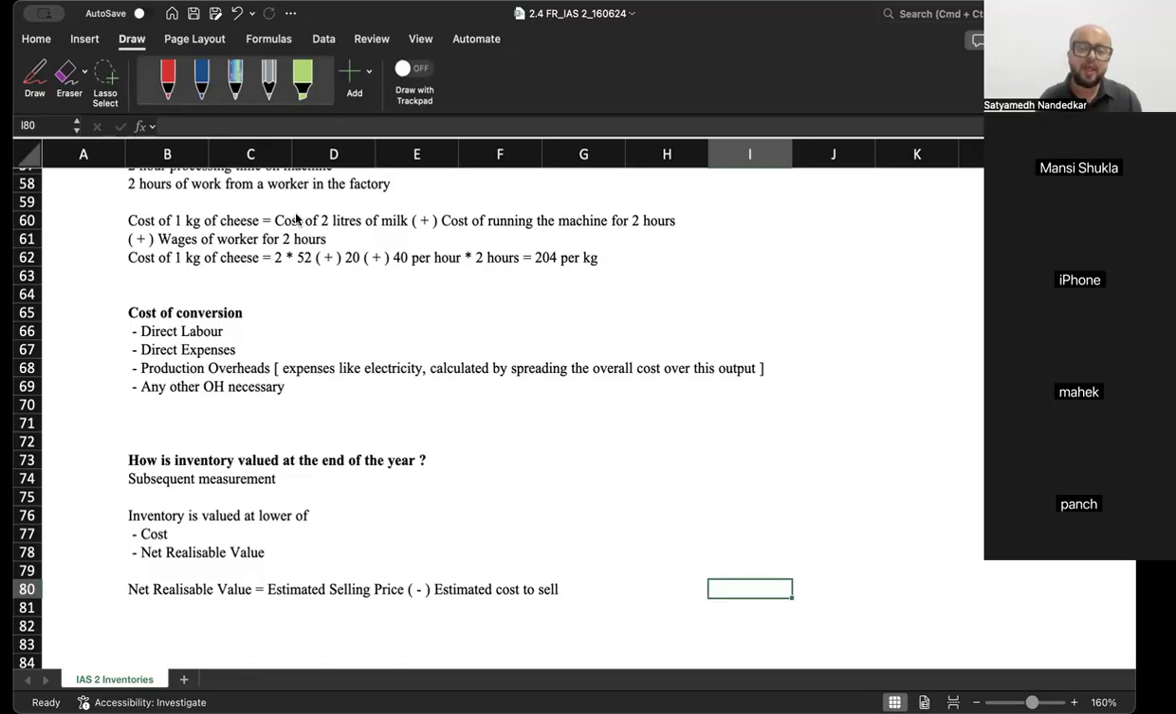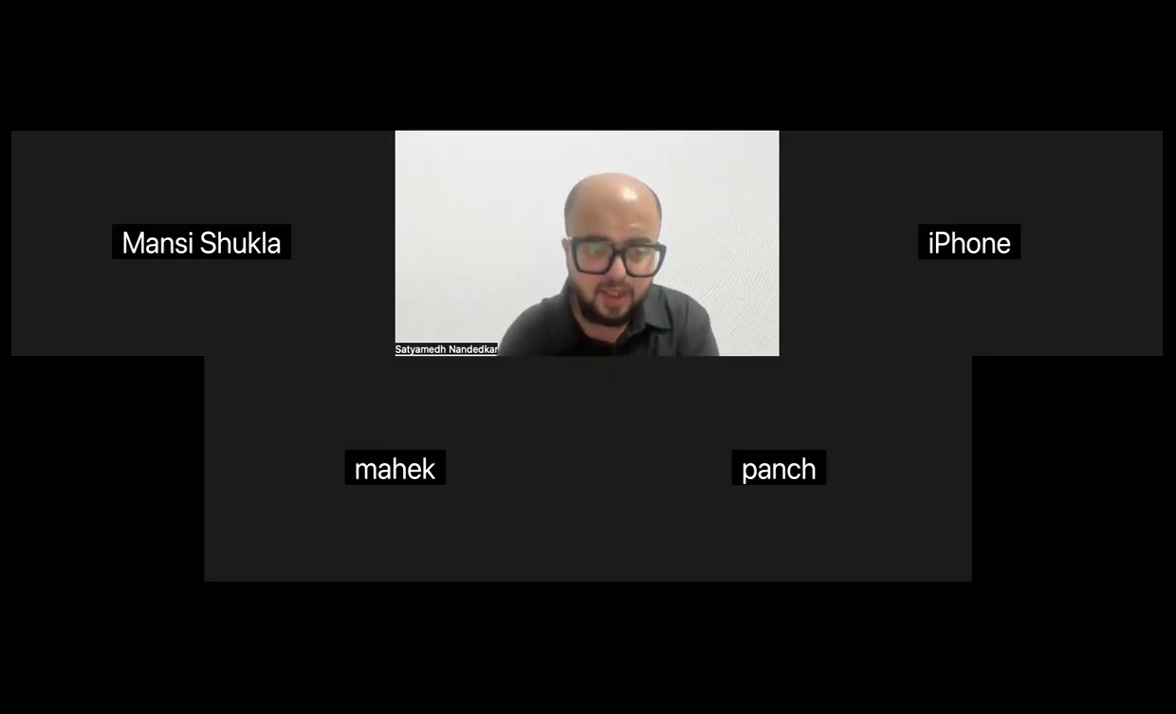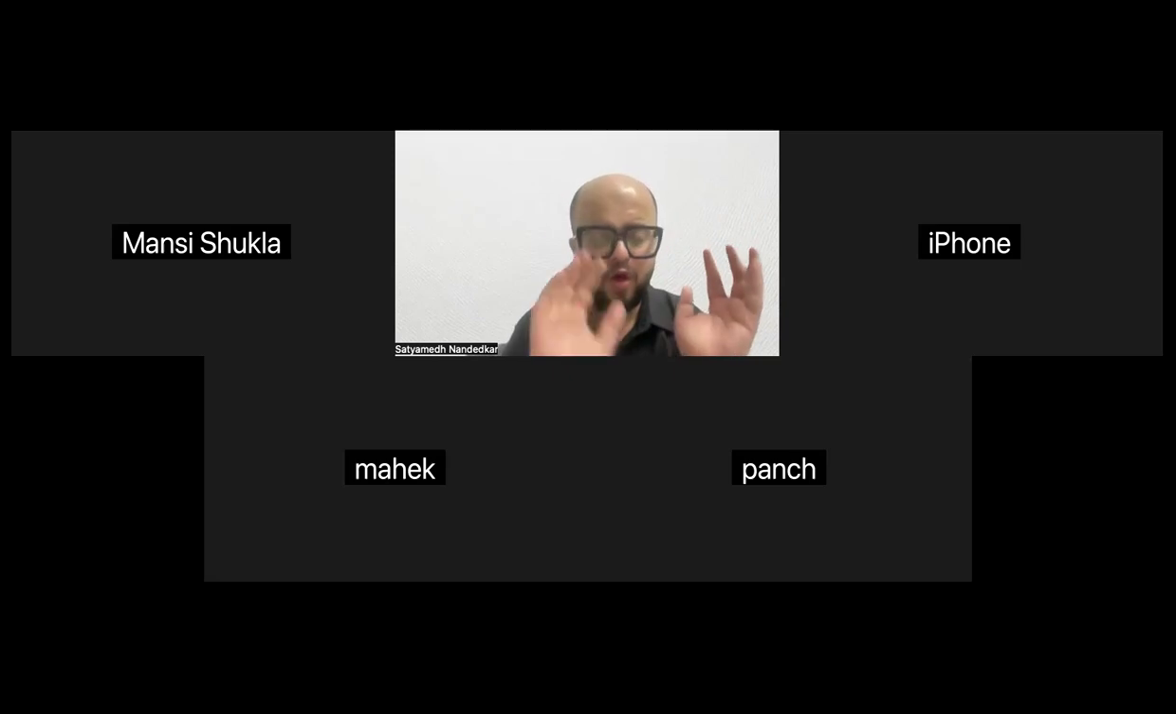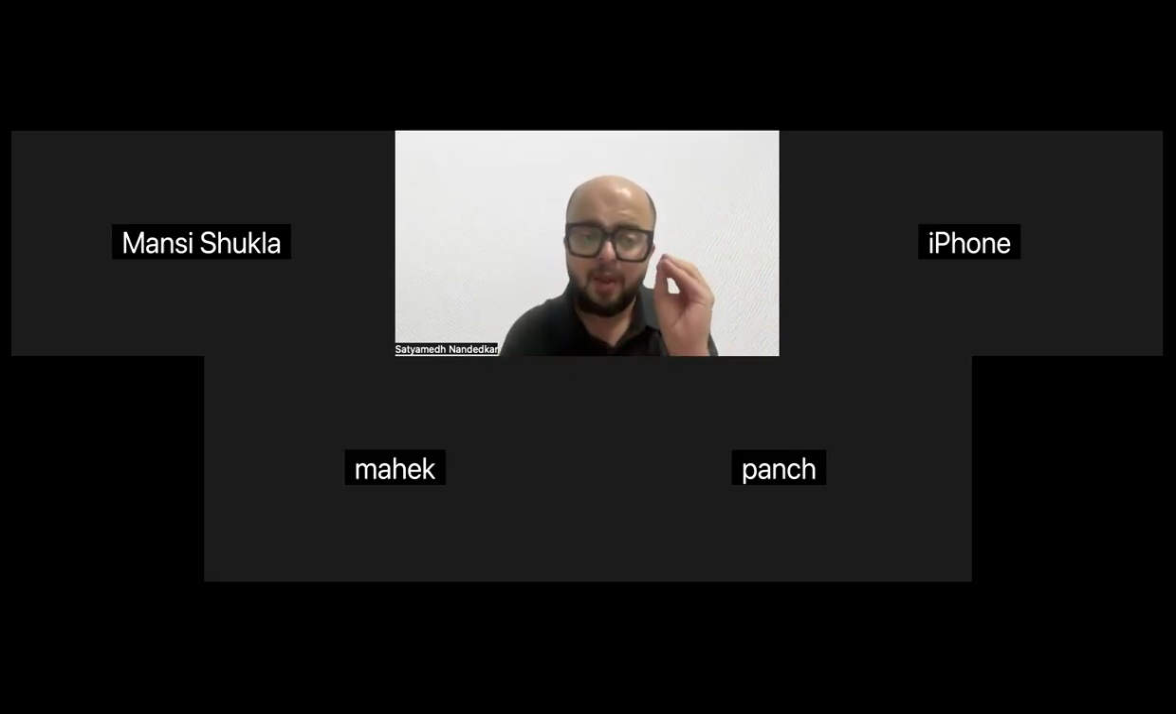Okay. Whenever you are looking at inventory, remember initial recognition at cost, subsequent measurement at lower of cost or net realizable value. We understood what are the components of cost, and we understood how net realizable value is calculated. Now, when you are calculating the cost of any item or cost of producing one particular item, make sure that you include all the ingredients which are necessary to bring it to its current location and working condition. Now, this is one basic idea.